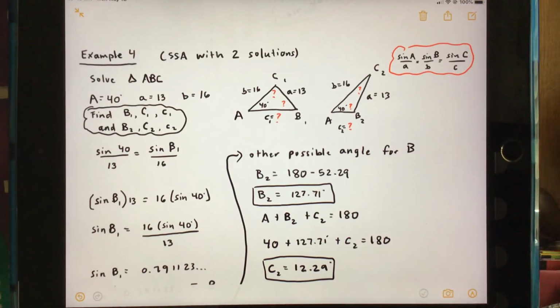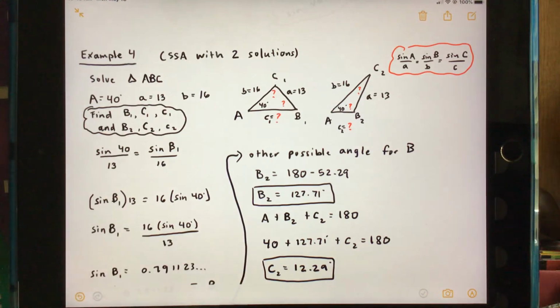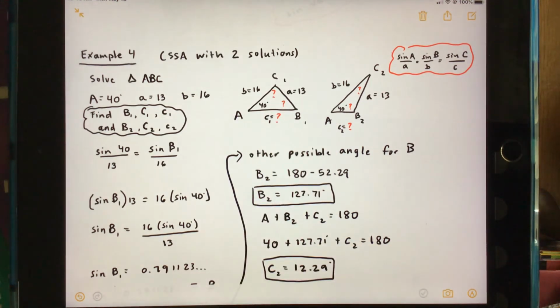Okay, so let's step through this situation. We're solving this triangle, and there are going to be two solutions, and I have drawn a picture of what those two solutions are going to look like. We have an acute angle, 40 degrees. Anytime you're in an SSA triangle situation with an acute angle, there are possibly 0, 1, or 2 triangles that can be made.